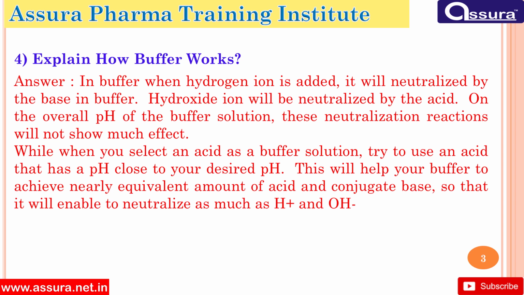When you select an acid for a buffer solution, try to use an acid that has a pKa close to your desired pH. This will help your buffer to achieve nearly equivalent amounts of acid and conjugate base, so that it will be able to neutralize as much H+ and OH- as possible.